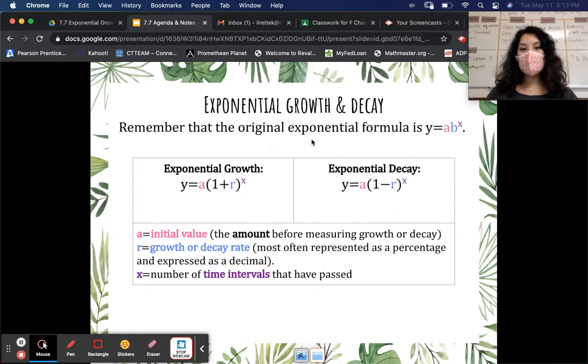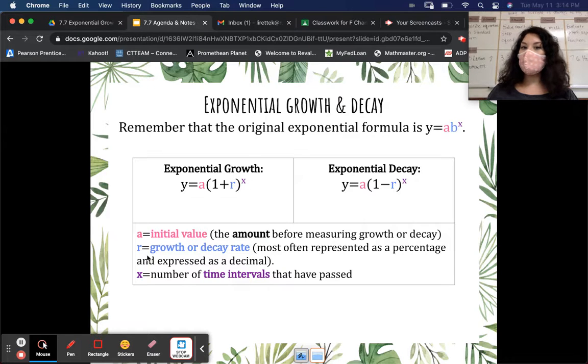So remember that the original exponential formula is this. You've got some sort of initial value being multiplied with some sort of power, base b to the power x. When you're talking about exponential growth or decay, you're going to have to do a little work to get the b value. You're still going to have your initial value, but instead of just explicitly saying what the growth factor is, they're going to give you some sort of growth rate or decay rate, which we call our R value.